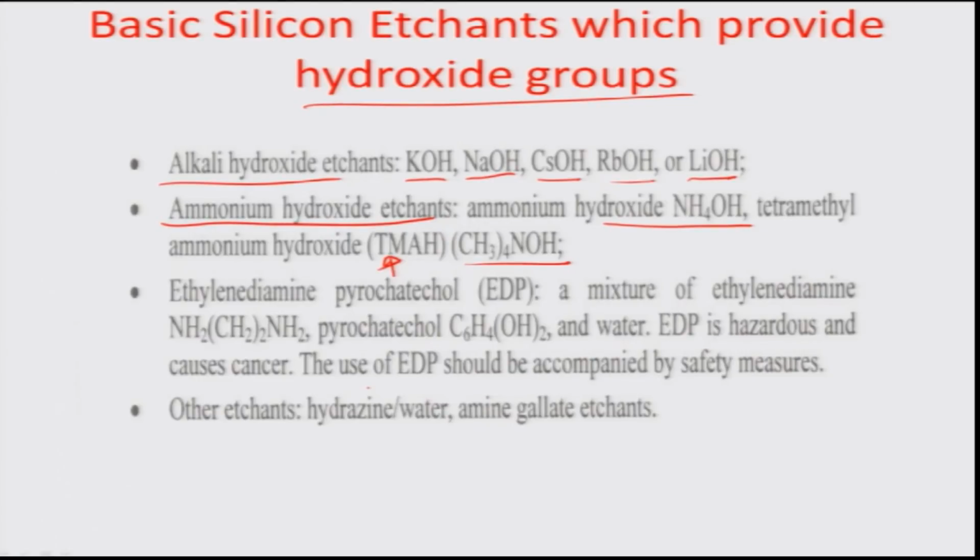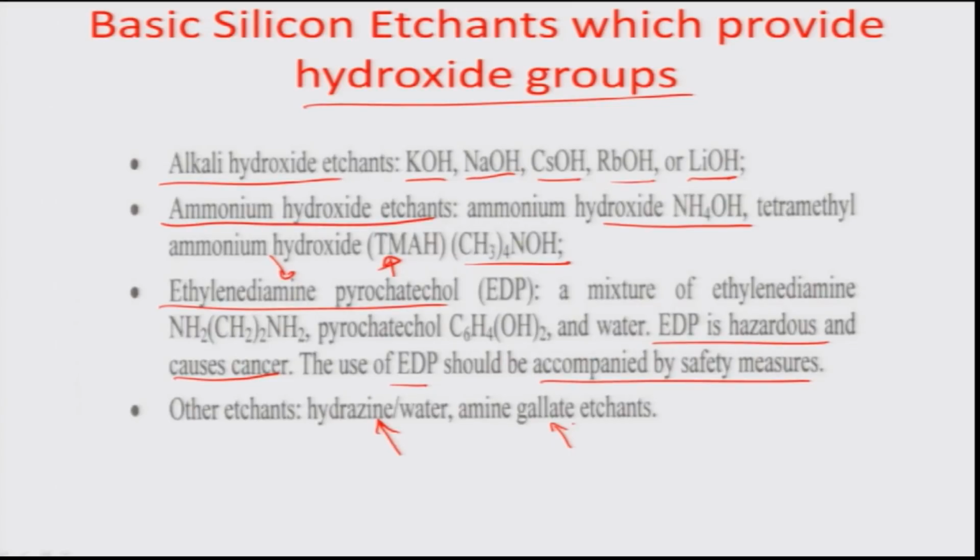You have again ethylenediamine pyrocatechol, a mixture of ethylenediamine, pyrocatechol and water. This is a hazardous process, it causes cancer, so industry does not accept this process very highly, although whenever it is done it has to be used with a lot of safety measures to handle the fluid particularly. The other etchants in this area are hydrogen water combination or amine gallate etchants, which are normally used for furnishing the hydroxyl groups needed for providing the anisotropic etch step.